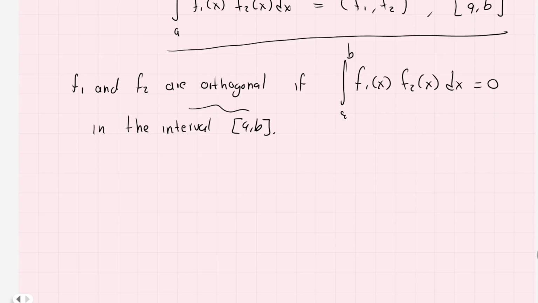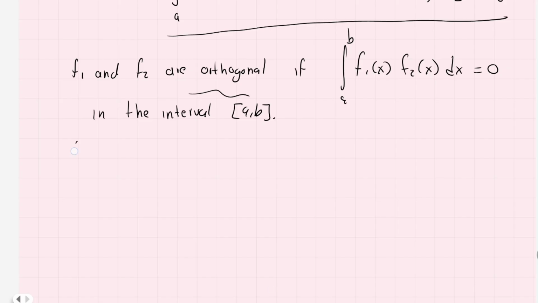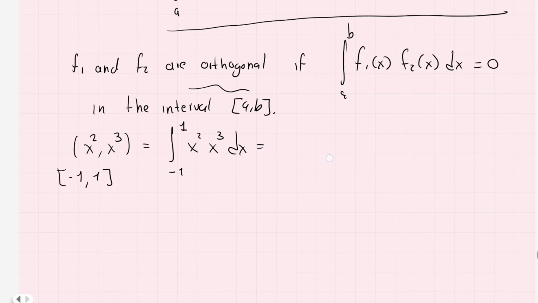Perfect. Okay, so a quick example of two functions that are orthogonal would be, for example, the functions x squared and x cubed in the interval -1 to 1. We are going to take the inner product in this interval, so that is going to be the integral of x squared times x cubed dx. If you make this integral, you will see that it is going to be equal to 0. So that means that these two functions are orthogonal in the interval -1 to 1.